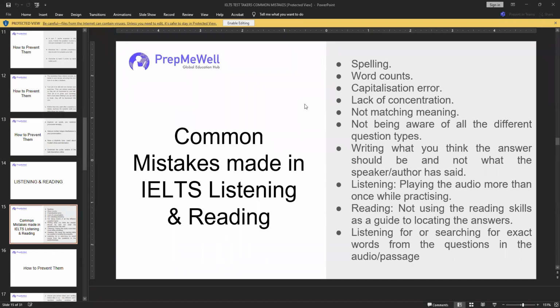Please don't do that. Then for the reading, not using the reading skills as a guide to locating the answers. I said that you don't have to read the whole passage to identify your answers. Most times I don't read the whole passage. All you need is a good understanding of skimming, scanning, and close reading. The moment you have a good understanding of those 3 reading skills, it will be easy for you to locate the answers.